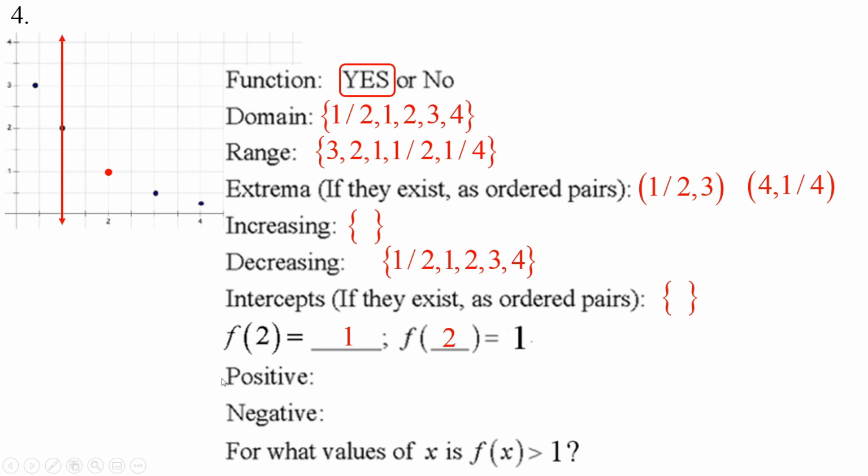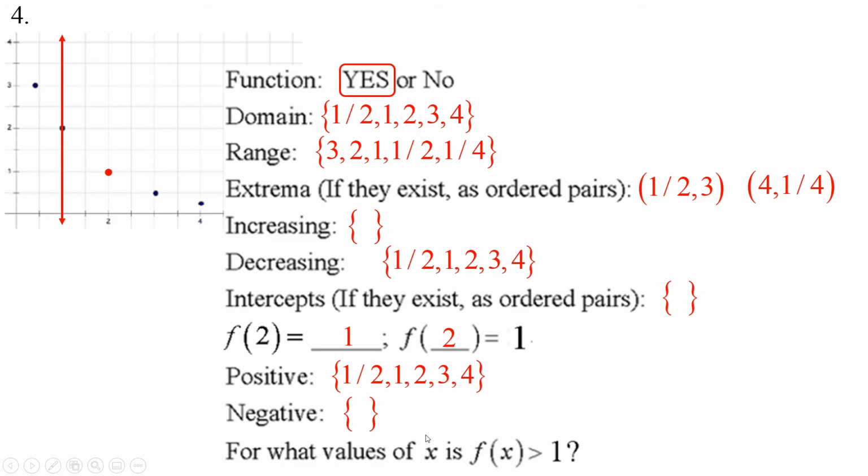Now, when is this graph positive? Well, again, all of these points are positive. They're above the x-axis. So it is positive within its entire domain. So once again, we're just going to rewrite this domain up here. The set 1/2, 1, 2, 3, and 4. When is it negative? None of these points are below the x-axis, so it is never negative, so that would be the empty set.